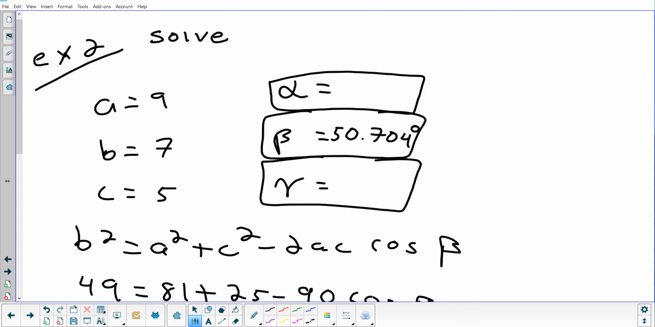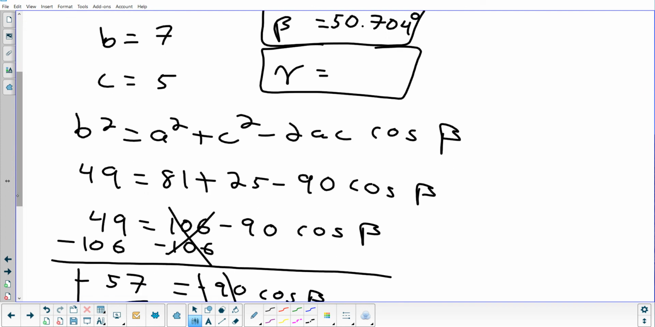Now, you still have to do law of cosines one more time. It would be exactly the same setup as what we just did, solving for a different angle. Does anyone have any questions how you set this up to solve for a different angle? Everyone feel okay with that?